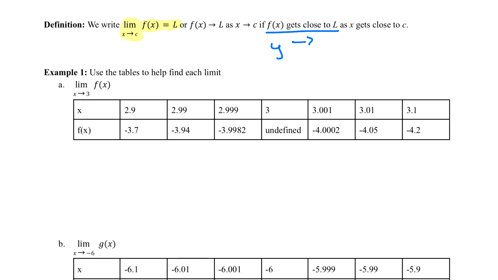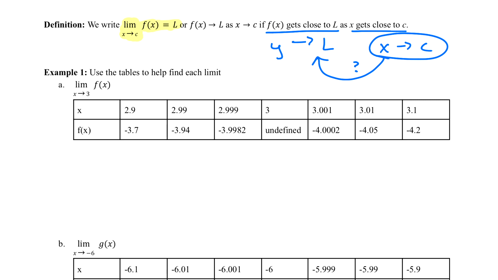So if our y value gets close to some number L as x gets close to c. So as x gets closer and closer to some particular number, and we're given that number, we want to know what is our y value doing? What is our y value getting closer and closer to? So we're going to use this definition to help us understand how to find limits using a table of values.